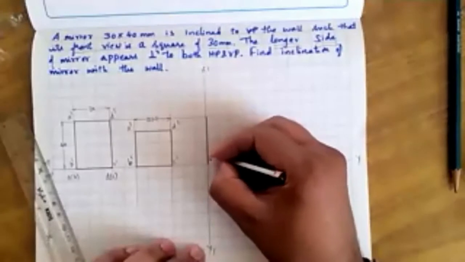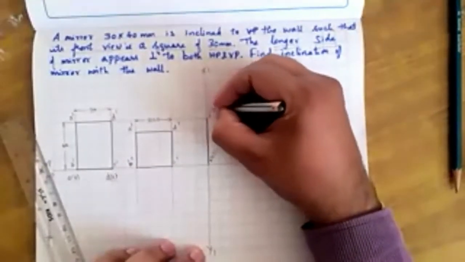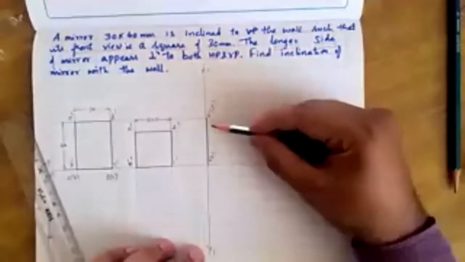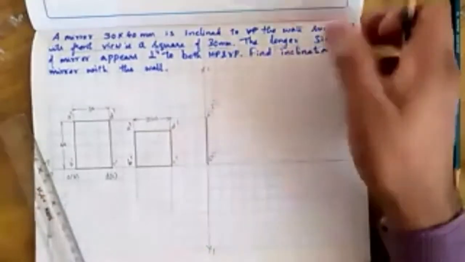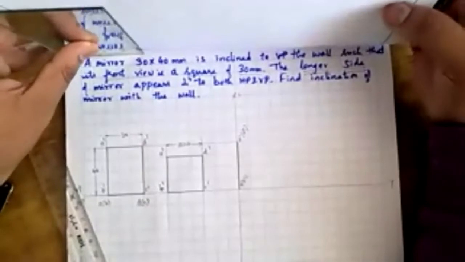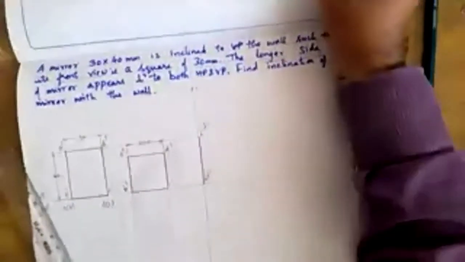B double dash, C double dash, and this is A double dash, D double dash. Initially, the mirror was like this. On the x1, y1 line, the side view was obtained like this. It was like this in the side view. If I see, just a line will be seen.